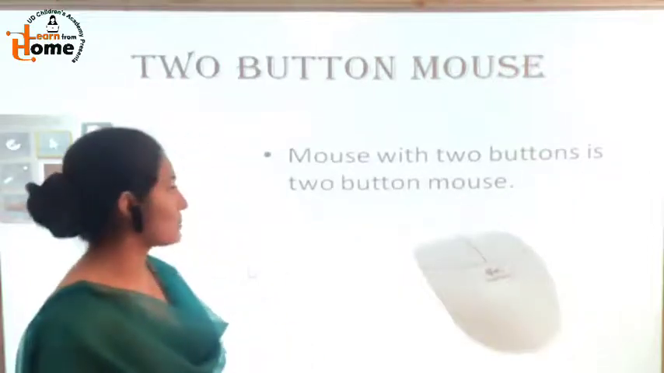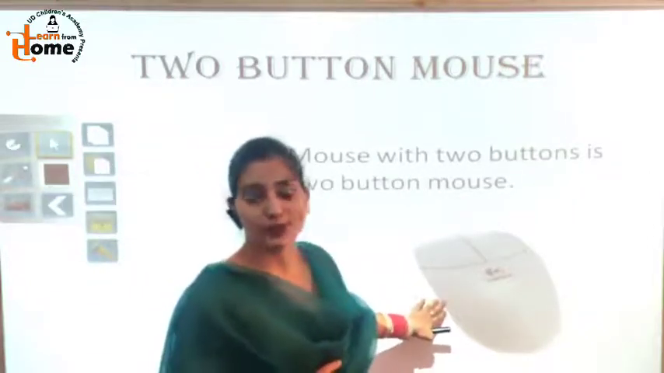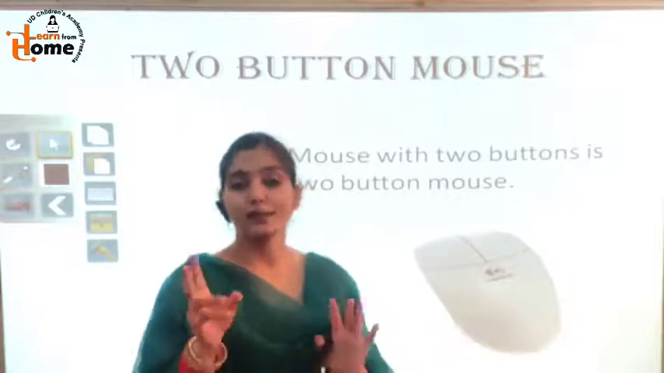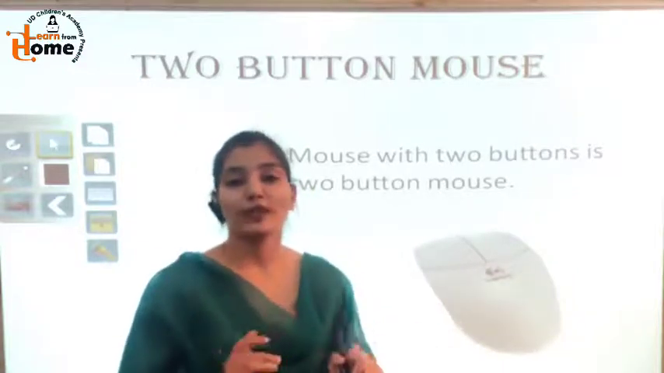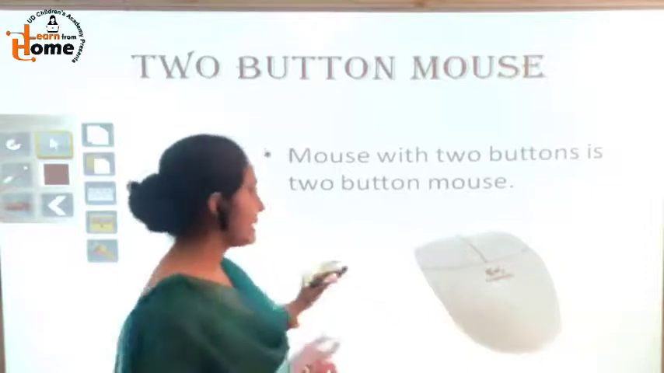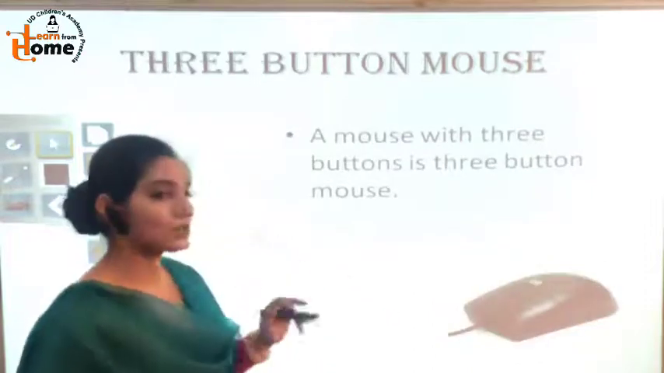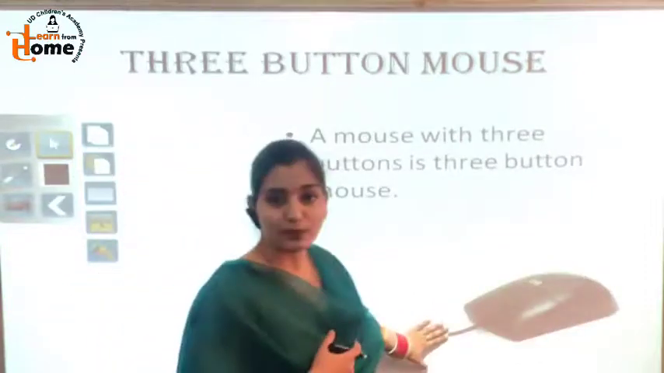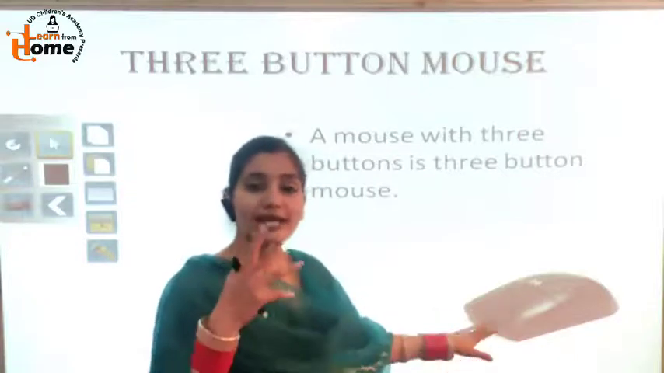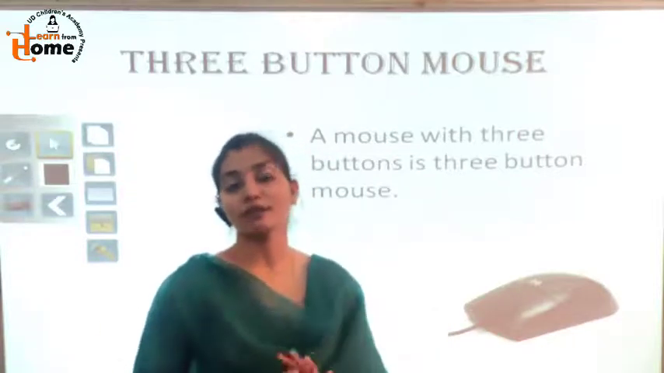First, the 2-button mouse. This is the 2-button mouse. Okay? It has only 2 buttons. A mouse with 2 buttons is the 2-button mouse. Next, we have the 3-button mouse. And this is the 3-button mouse. Okay? Any mouse that has 3 buttons is the 3-button mouse.